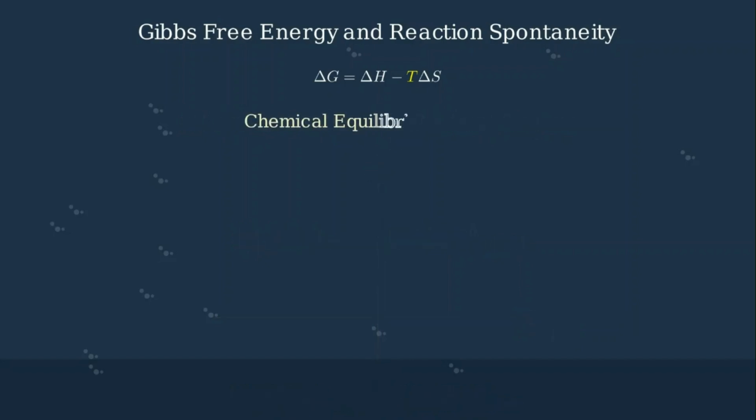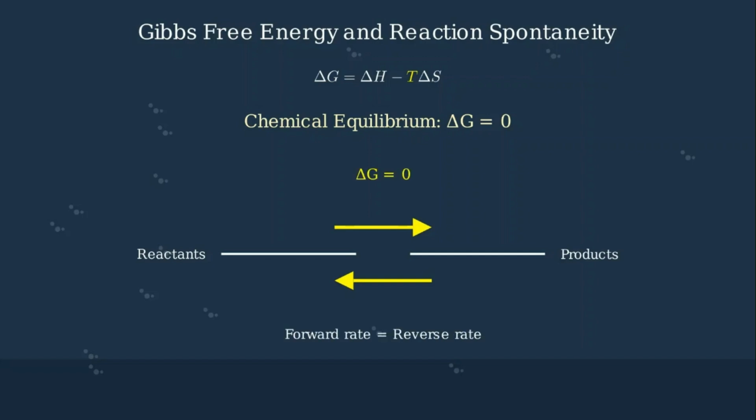When delta G equals 0, the system is at chemical equilibrium. At this point, the forward and reverse reactions occur at equal rates. At equilibrium, the free energy of the system is minimized. The forward reaction converts reactants to products at the same rate as the reverse reaction converts products back to reactants. The system appears macroscopically unchanged, even though reactions continue at the molecular level.